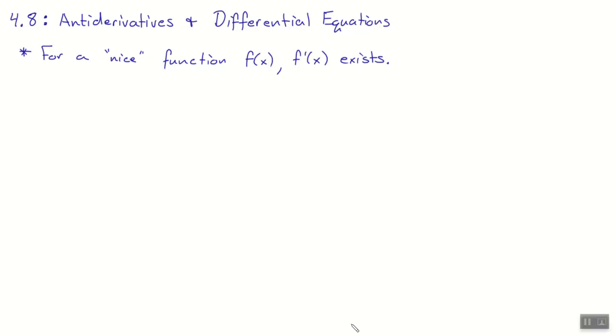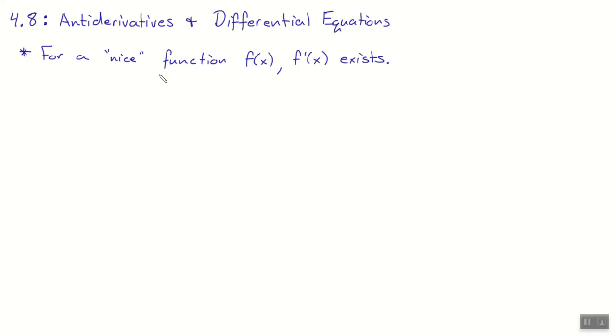For its derivative to exist, it has to be continuous. Does it have to be defined? Yeah. So does the limit have to exist? So all that stuff is what we're using. Continuity and the limit existence. Like, that's it. Okay. For a nice function, f prime exists.